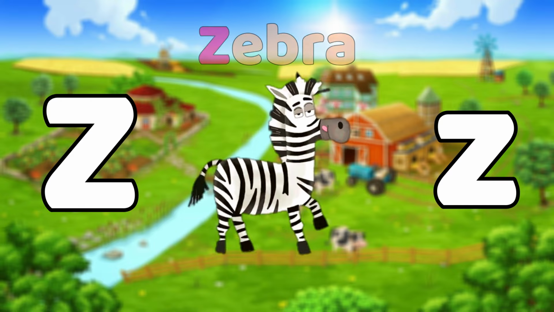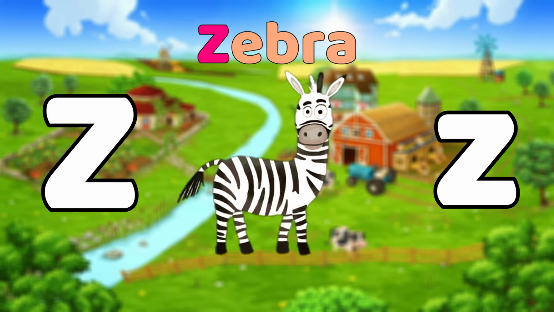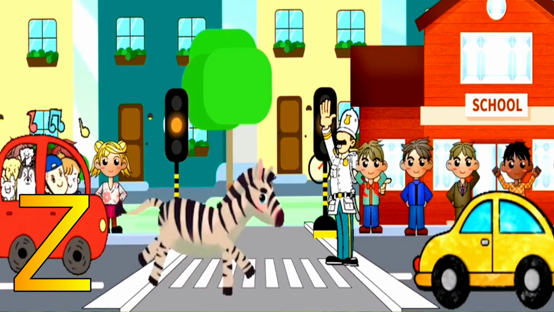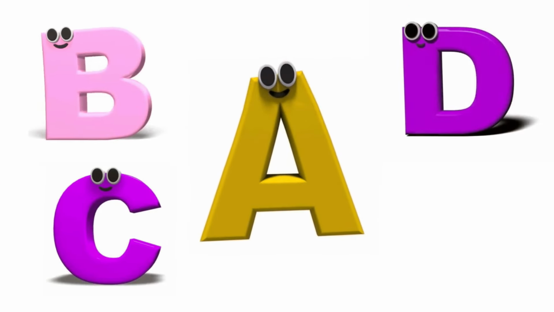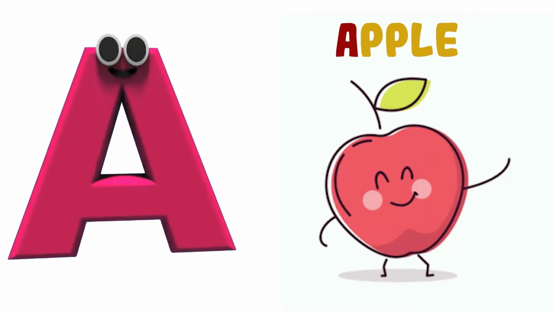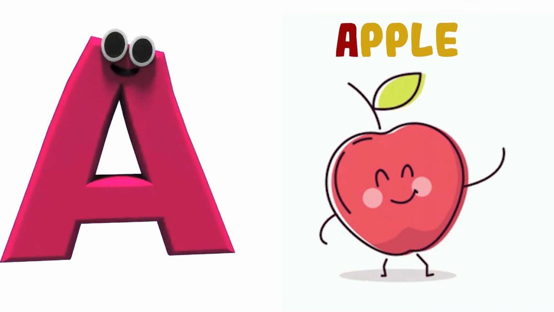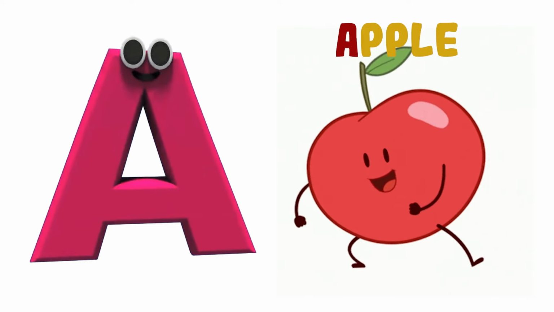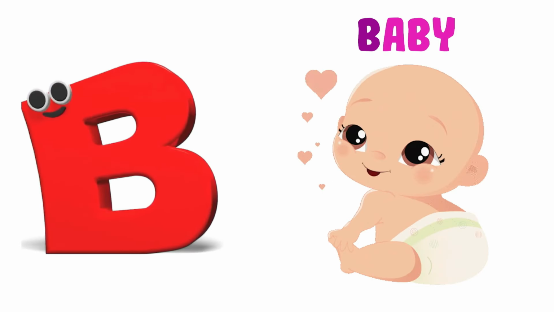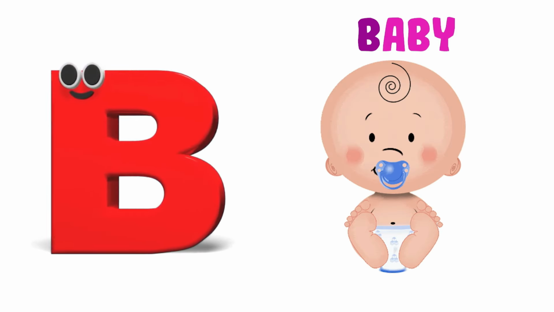Z is for zebra, Z, Z, zebra. Do it again. A is for apple, A, apple. B is for baby, B, B, baby.